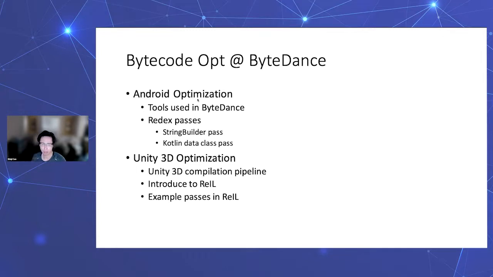And then the second part is Unity 3D optimization. Unity 3D is a 3D engine, which is based on .NET. So I would like to go through how we do the optimization at the .NET bytecode.